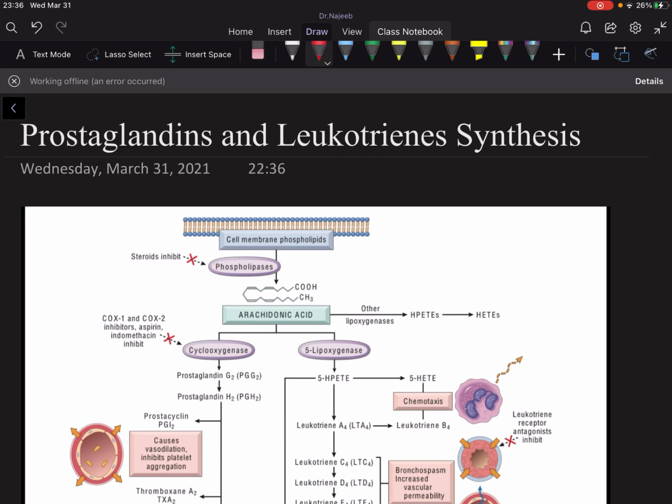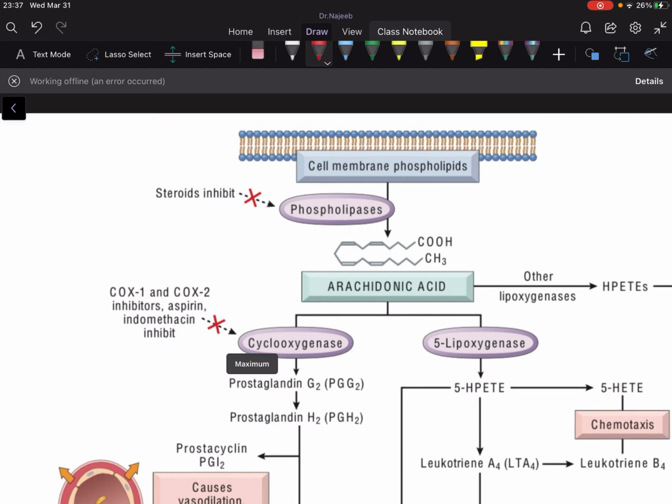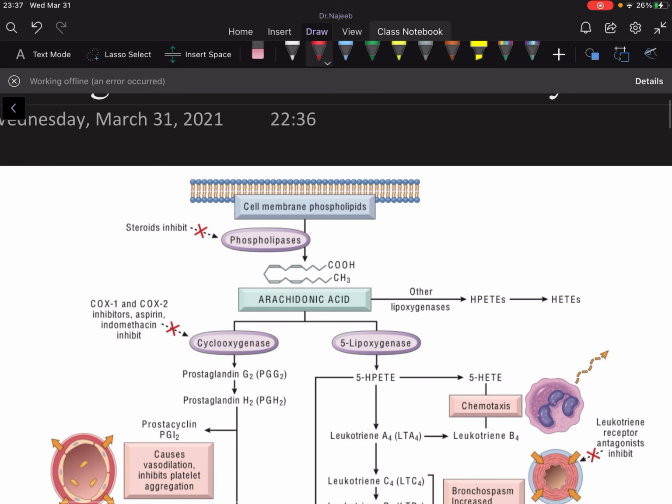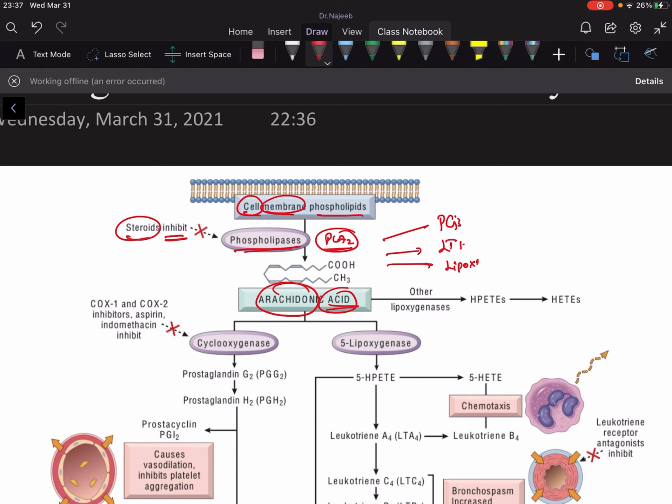Before ending the topic, I would like to describe the drugs which will inhibit these synthesis pathways. It is very important to know these drugs. Let's start with steroids. Steroids will inhibit phospholipase A2. If phospholipase A2 is inhibited, there is no release of arachidonic acid. If arachidonic acid is not formed, there is no formation of prostaglandins, leukotrienes, or lipoxins. So all these three pathways are inhibited.